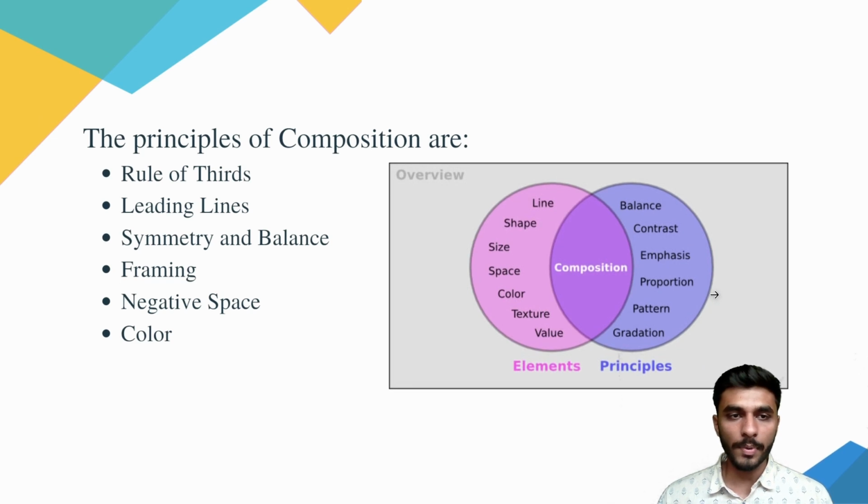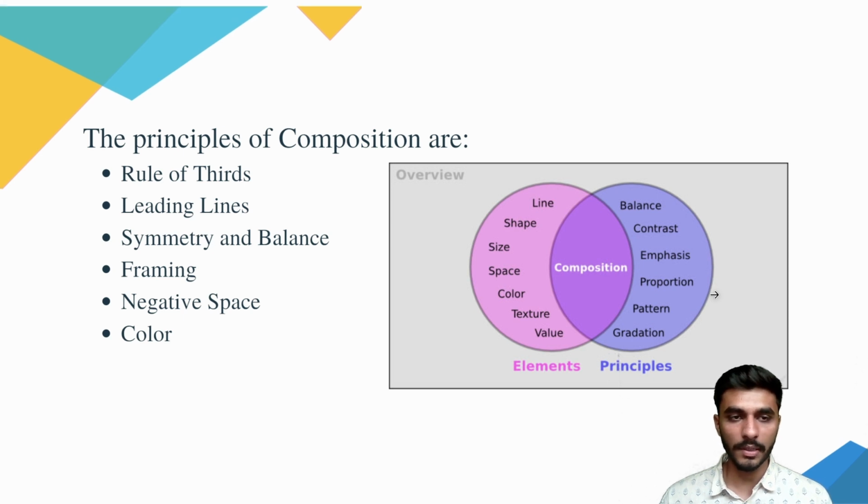The principles of composition contain rule of thirds, leading lines, symmetry and balance, framing, negative space and color. So let's start with the first principle, that is rule of thirds.